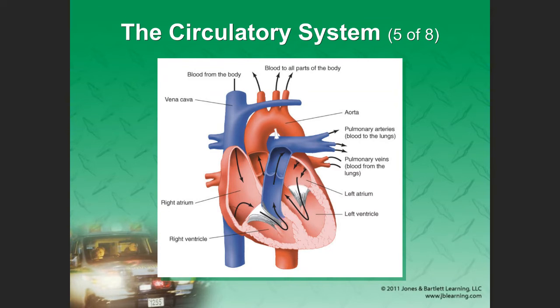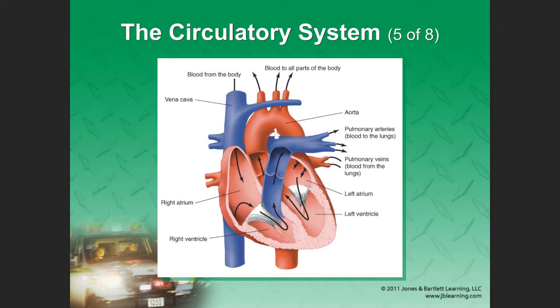We have the inferior vena cava, which receives blood from the lower portion, and we have the superior vena cava, which receives deoxygenated blood from the upper portion of the body. And the vena cava is the largest vein in the body.